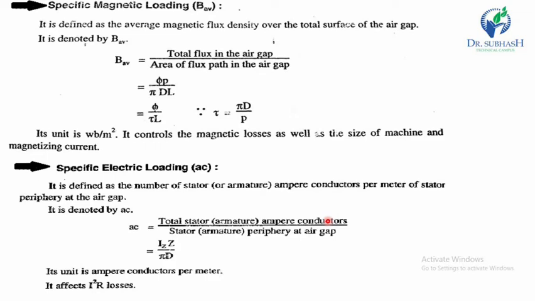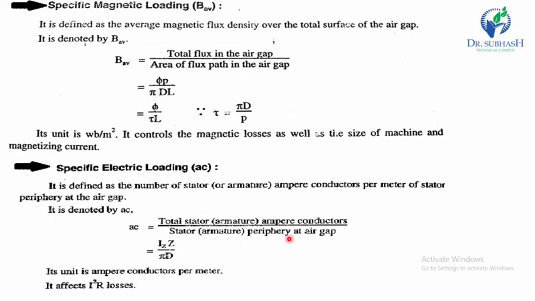Now, total stator or armature ampere conductors means the number of conductors on the stator times the current flowing in the conductor. The current flowing in the conductor is IZ, and the number of conductors is Z. So IZ into Z is the total stator ampere conductors, also called the electrical loading on the machine. And this electrical loading divided by the stator periphery at the air gap is called specific electrical loading.